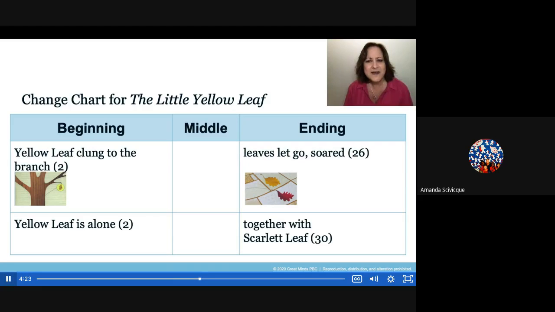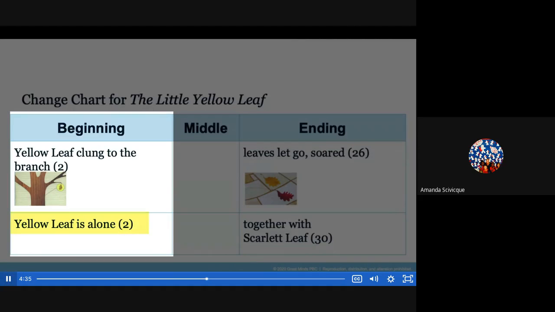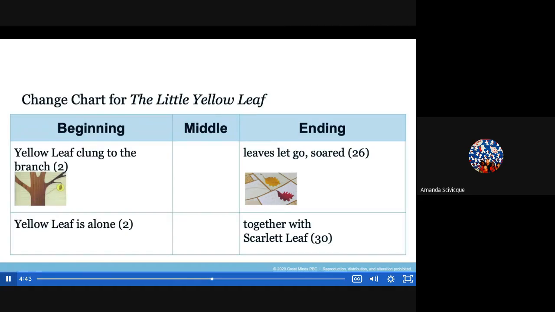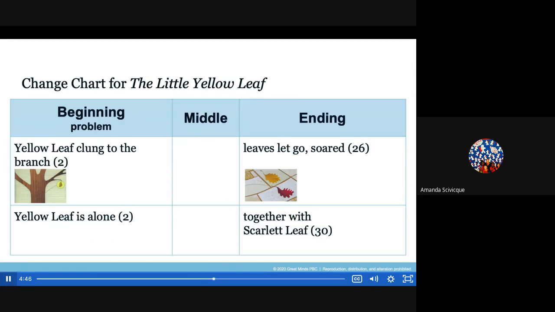I'm also noticing that the beginning and ending of the story are helping me to think about the problem and the resolution. In the beginning, yellow leaf is all alone. At the end, yellow leaf is soaring with scarlet leaf. At the very beginning of the story, we learn that little yellow leaf has a problem. And by the end of the story, there's a resolution to his problem. His problem is solved because at the end of the story, he is soaring with scarlet leaf.